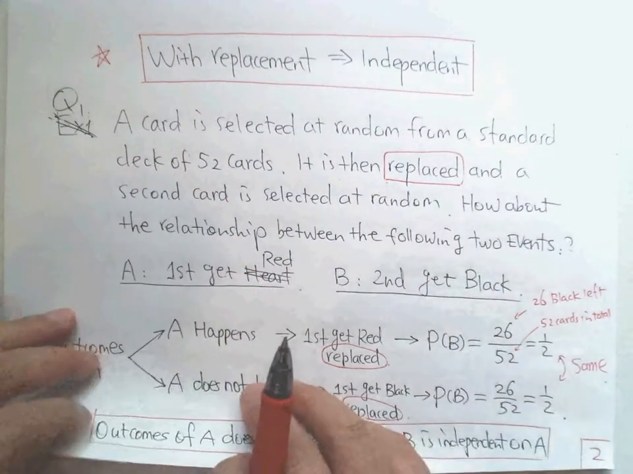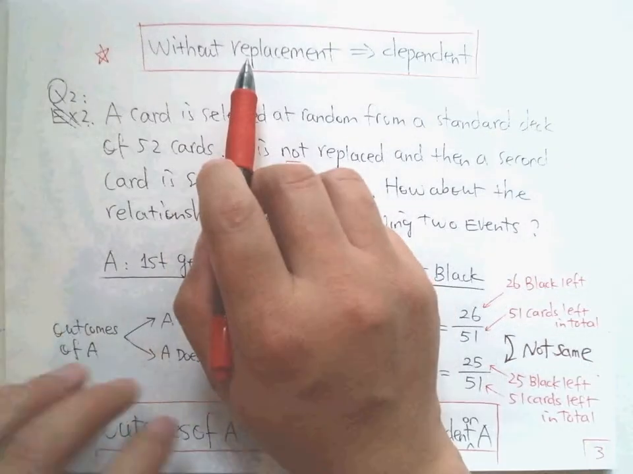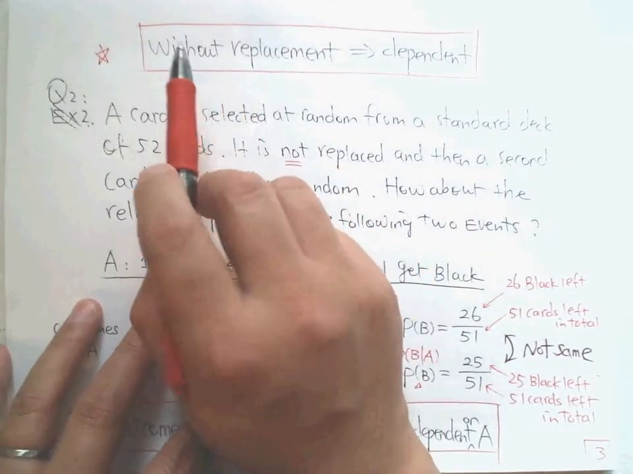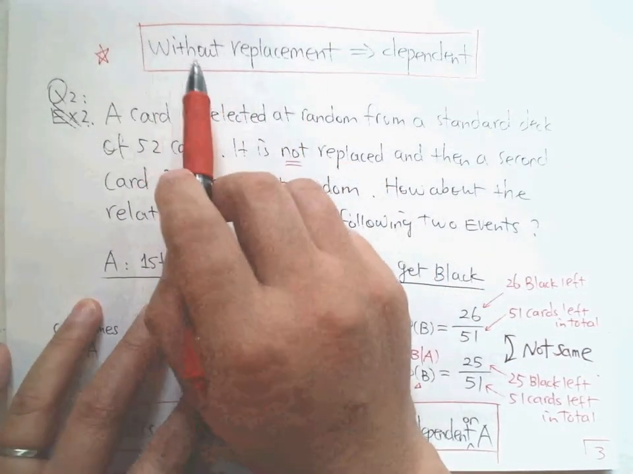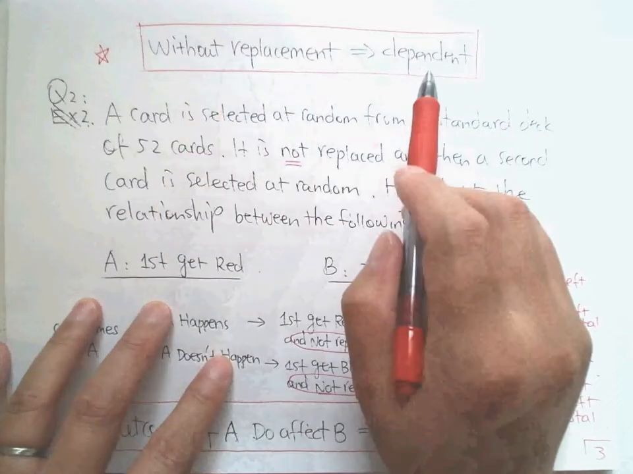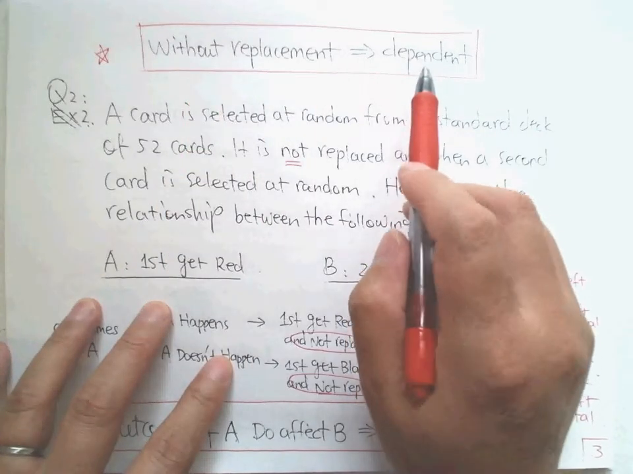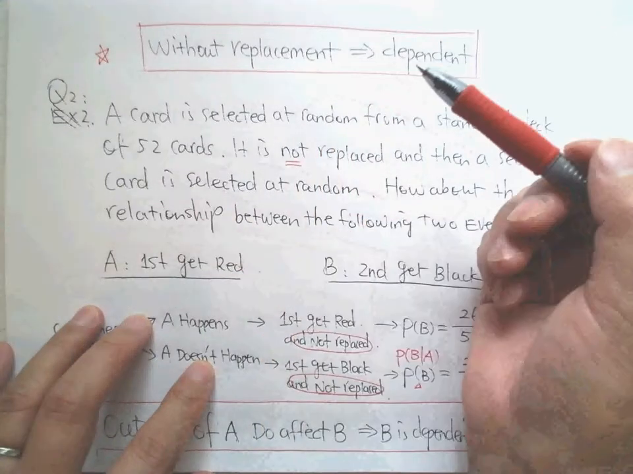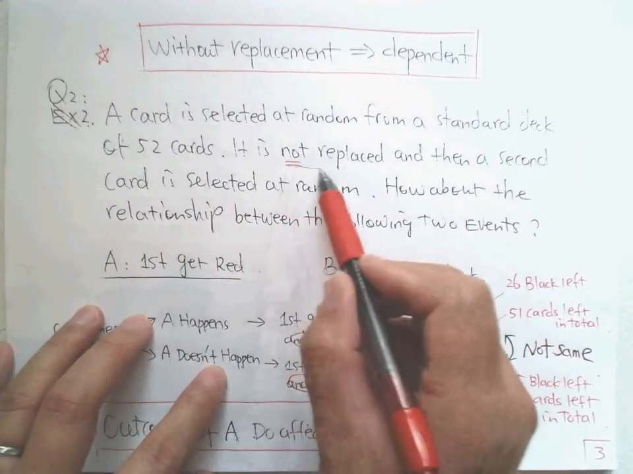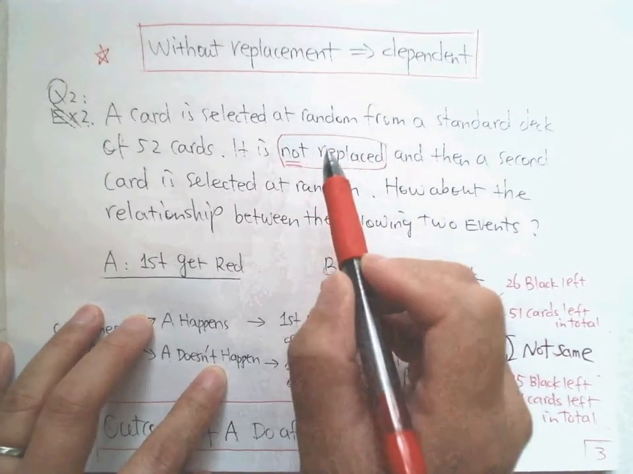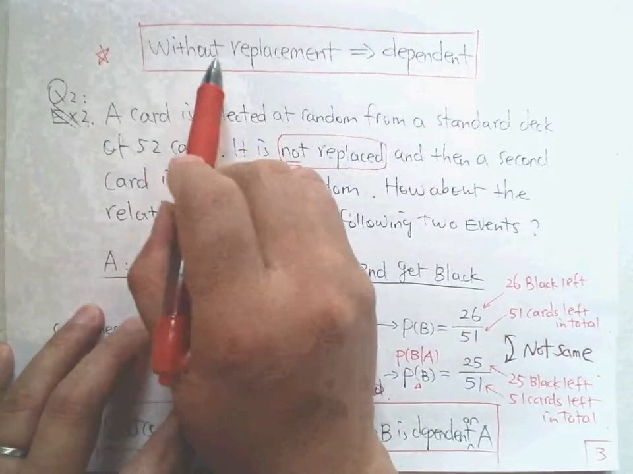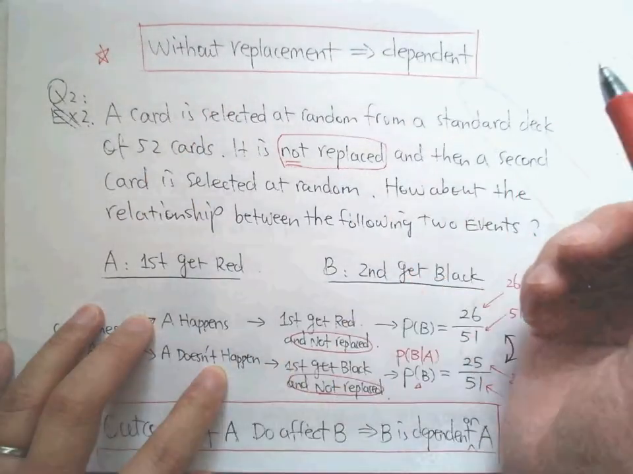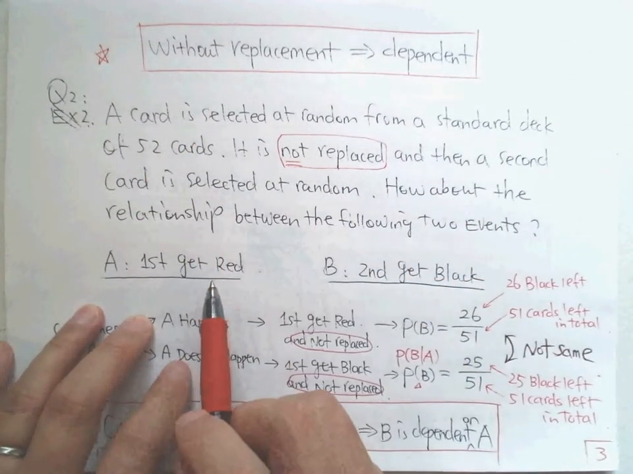Look at another result. Look at these results. If we change from with replacement to without replacement, this time we will get the opposite result. It's dependent. The question is like this: the first time you pick a card, however you do not replace it, without replacement, and then you pick the second card. Look at these two events.